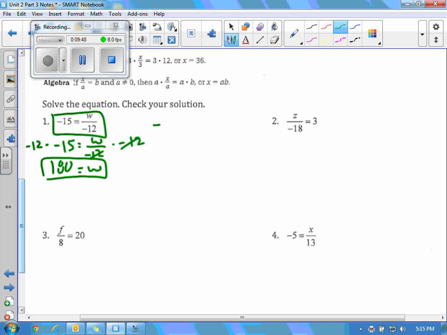I need to check my solution. So negative 15 equals 180 divided by negative 12. If I actually do 180 divided by negative 12, I get negative 15. So I'm good to go there.